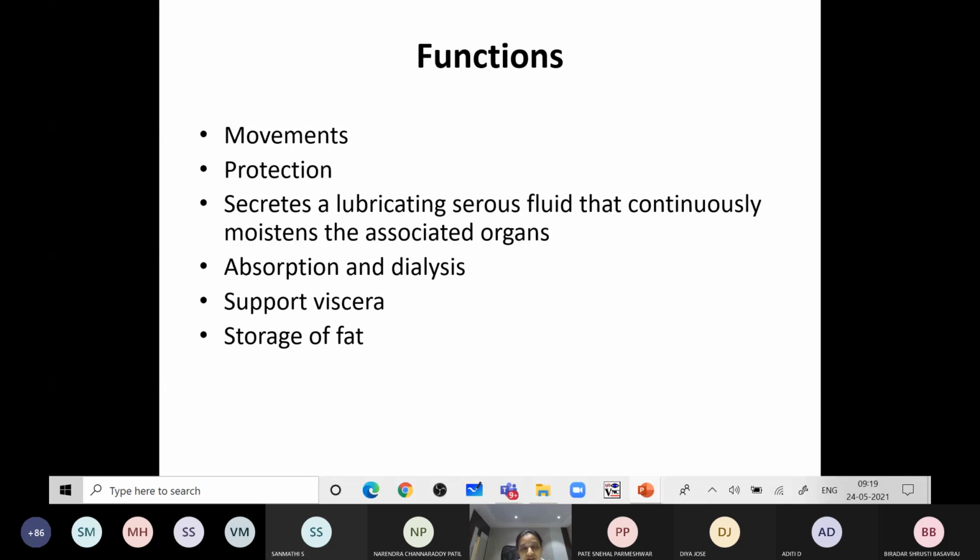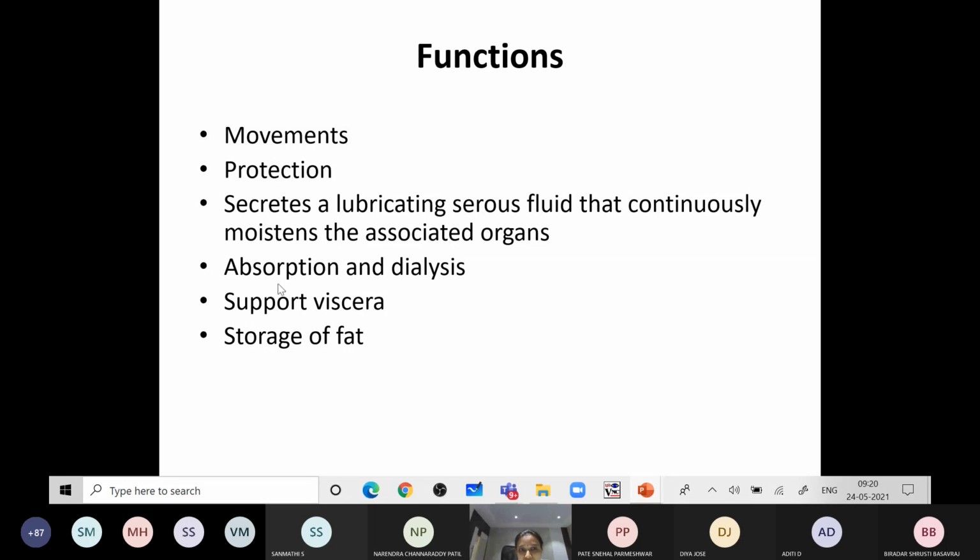What are the functions of this peritoneal cavity? It helps in easy movements of the viscera which it contains, and protection of different organs. It gives a cushioning effect, like different folds contain different amounts of fat, which will give a cushioning effect. It secretes a lubricating serous fluid, which prevents friction between the two layers.